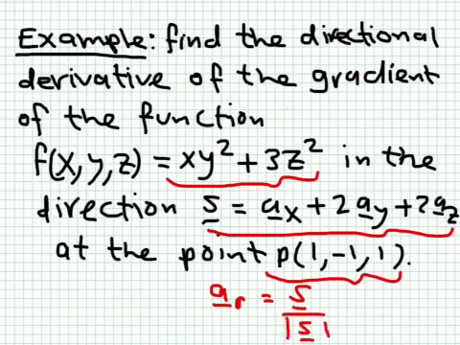Of course, if this directional derivative is positive, this is simply saying that the function increases along s, in the direction of s. If the directional derivative is negative, this means that the function decreases along s.